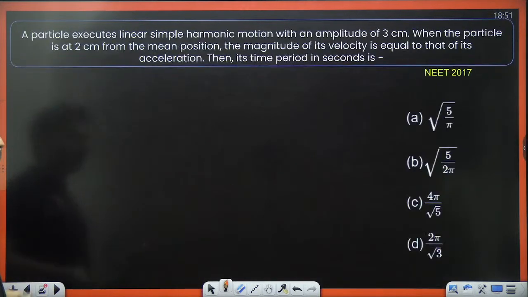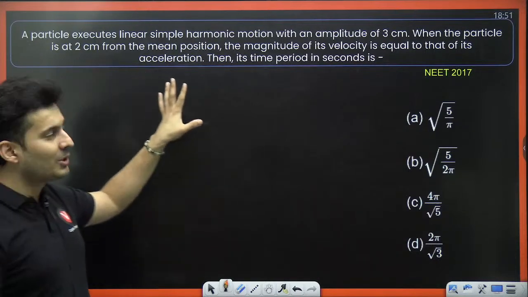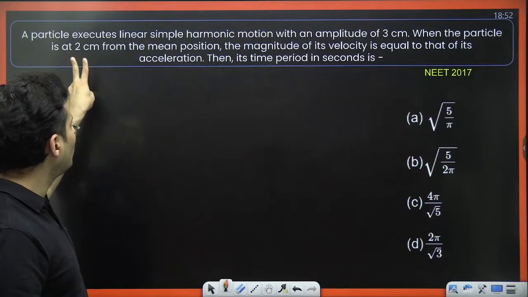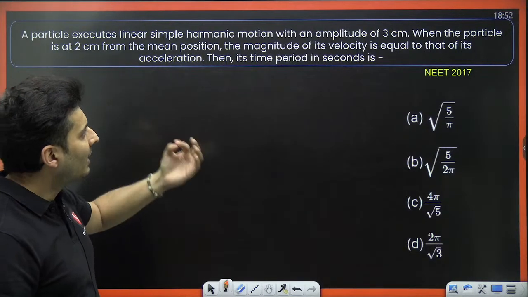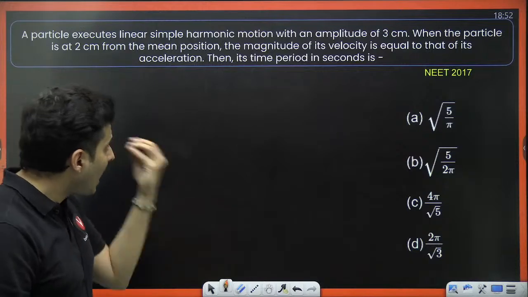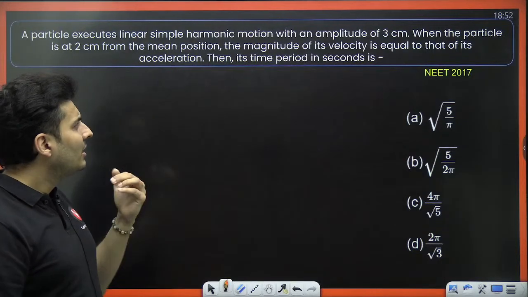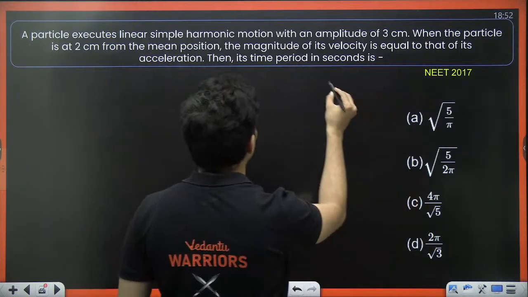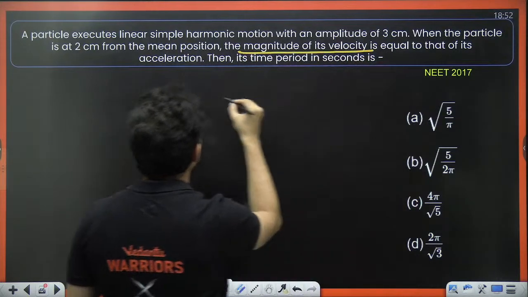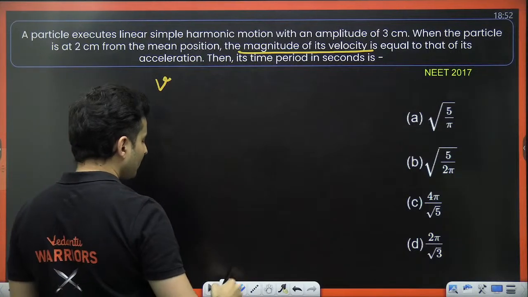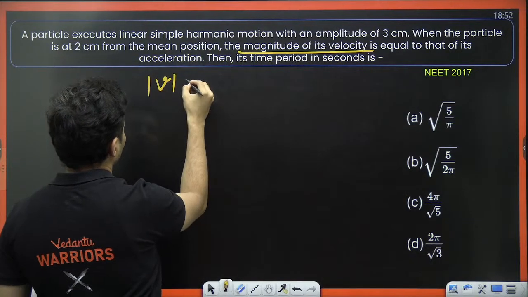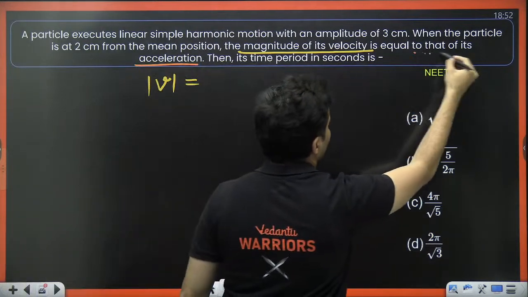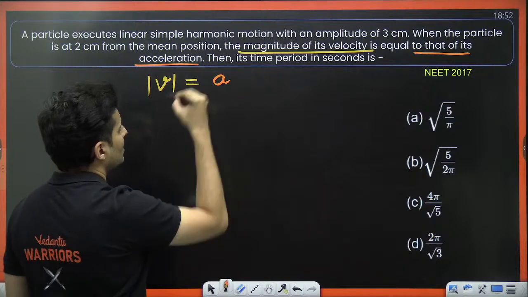That's all. Next one. A particle executes SHM with amplitude 3. When it is 2 away from the mean, the magnitude of V is actually equal to the acceleration. Then what's the time period? Interesting. Listen in carefully. The magnitude of its velocity, that means V, is equal to the magnitude of its acceleration.